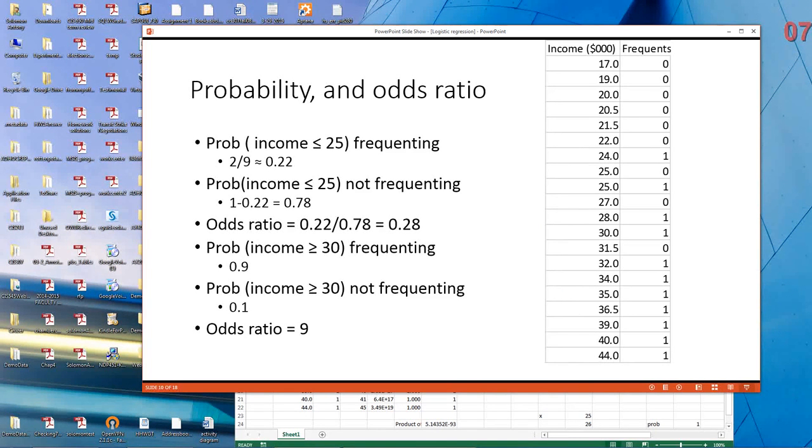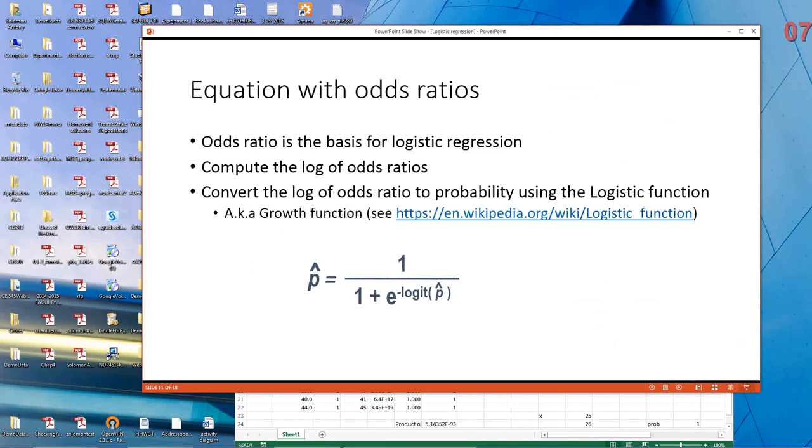So odds ratio will be 0.28. Similarly, you can calculate probability of frequenting if the income is above 30,000, that's 0.9, and probability of not frequenting when you have income above 30,000 is 0.1. So odds ratio in this case would be 9 to 1. And so we can calculate odds ratio given any data set.